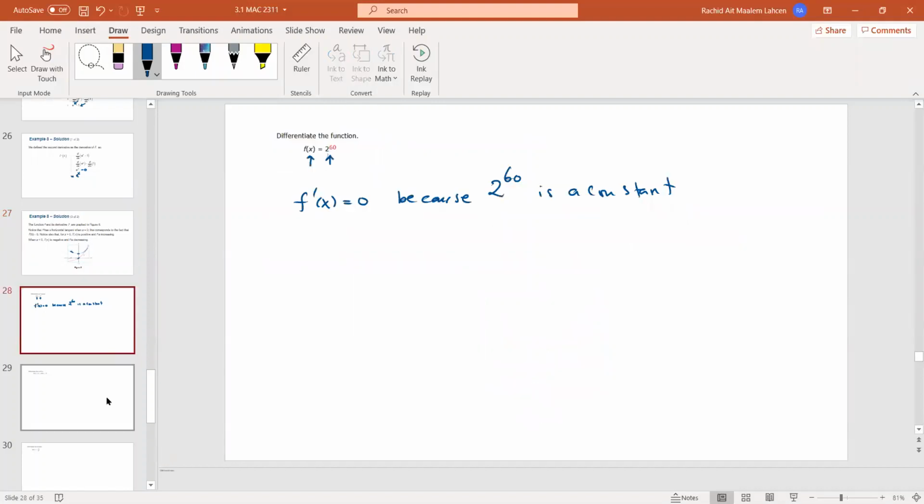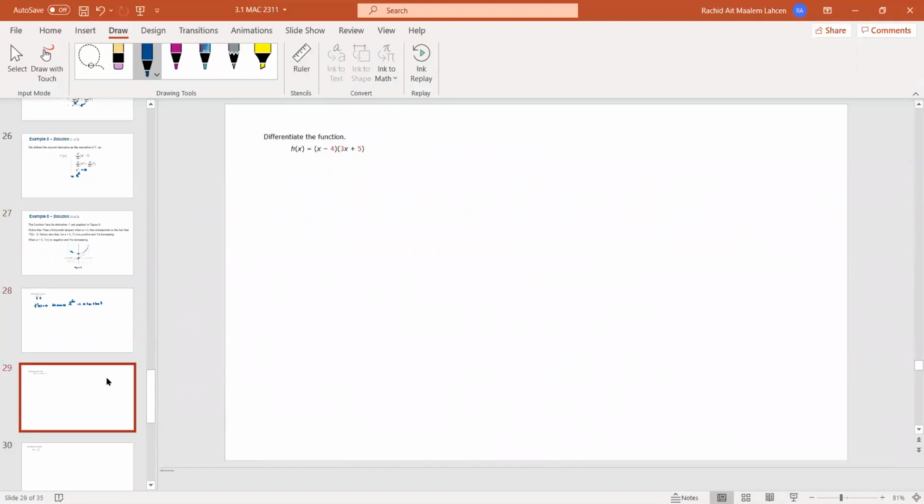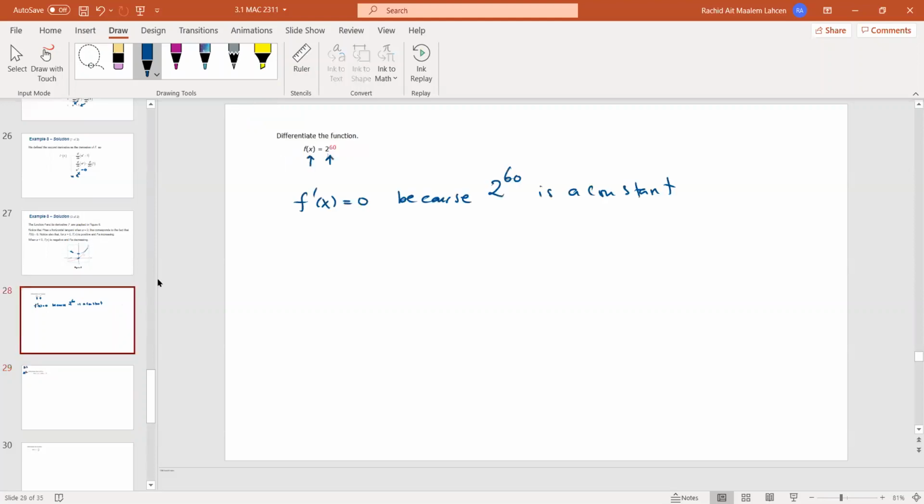Okay, so some examples from the homework, and I need to get the numbers of them. Okay, so let's look at the question. We are in 3.1. This one is question 2. The other one I did is question 1.